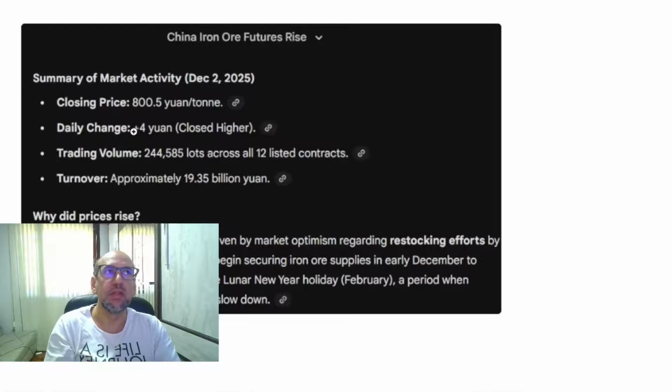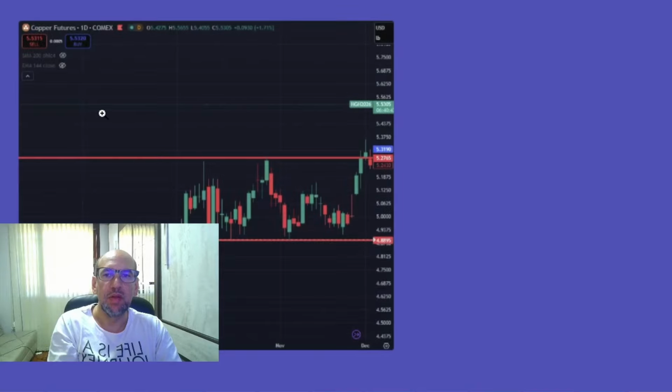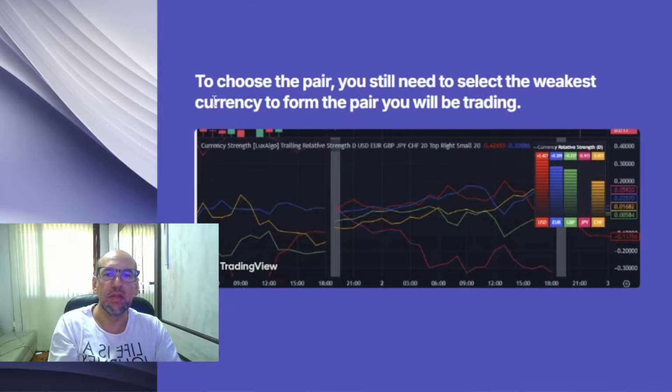You can see here, closed higher, daily change. So you can see it's an uptrend for China iron ore futures. HK50 on this December 2nd, a very high day. Copper futures uptrend at very, very high prices. So, okay to buy Aussie.